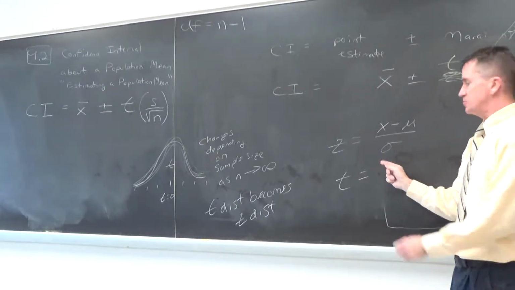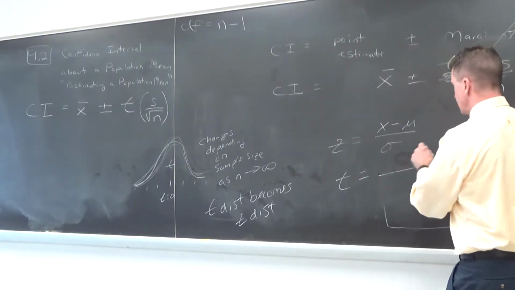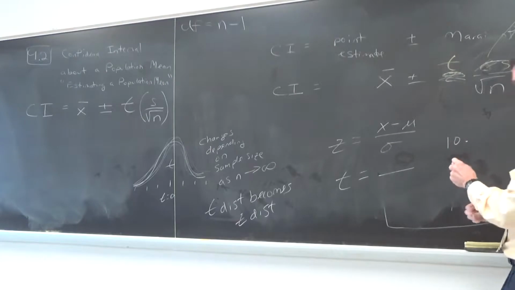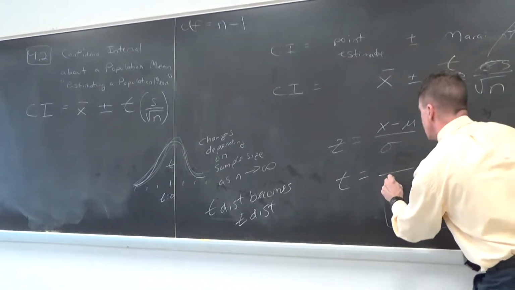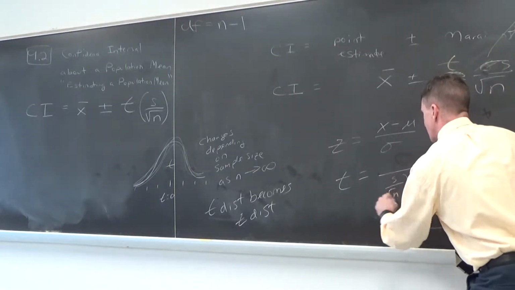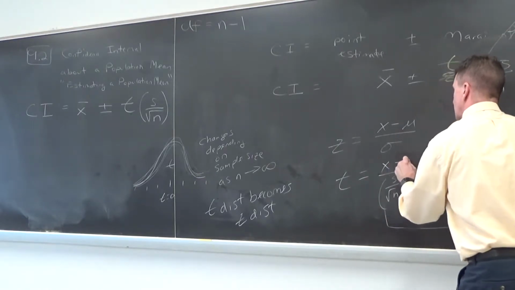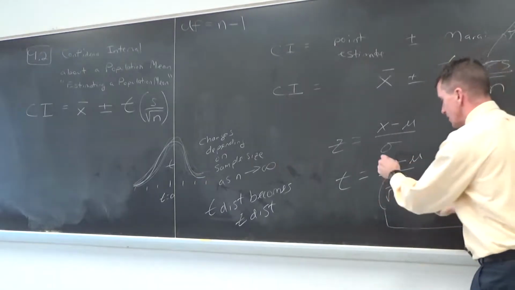That's what we use, but we will do this. This will be in section like 10.3. In place of this, I'm going to use this. You're going to put your X bar here, and you're going to put that mean there, just like that. Isn't that cool? Let me put a bar over that.